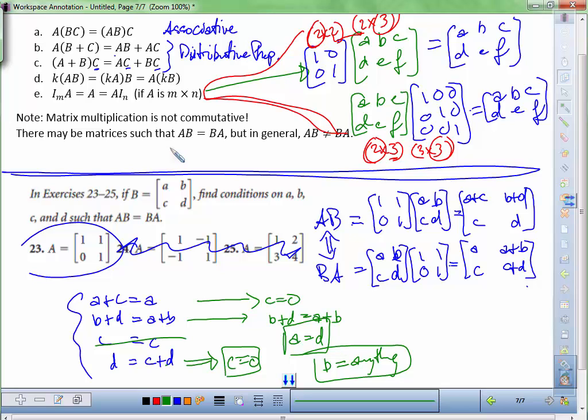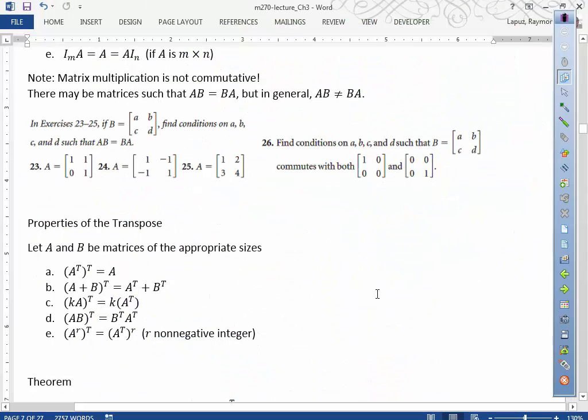Okay, so this would be an example of some matrices where it's commutative, but in general we have to know that matrices do not commute. All right. We have some properties of transpose, but I suppose that's something that we can pick up next time. So I think we can be done.